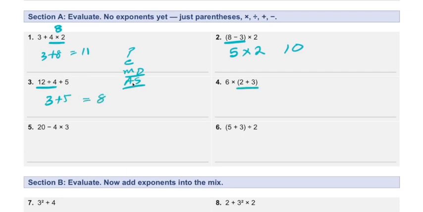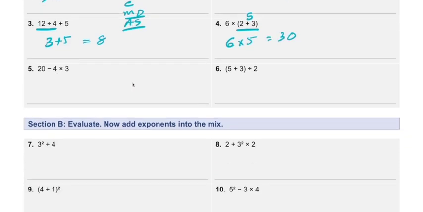Here we're going to do parentheses first. That gets us 5, right? Parentheses. So then we have 6 times 5 is 30. Next one, we want to multiply first. That's a negative 4 times 3, so negative 12. And then we have 20 minus 12, which is 8.